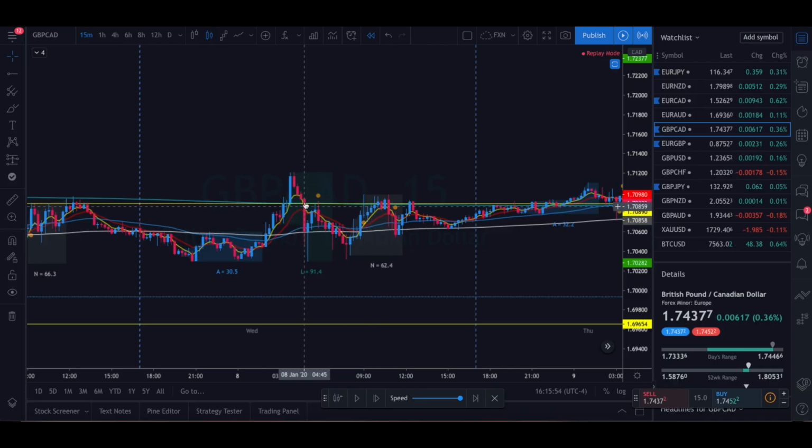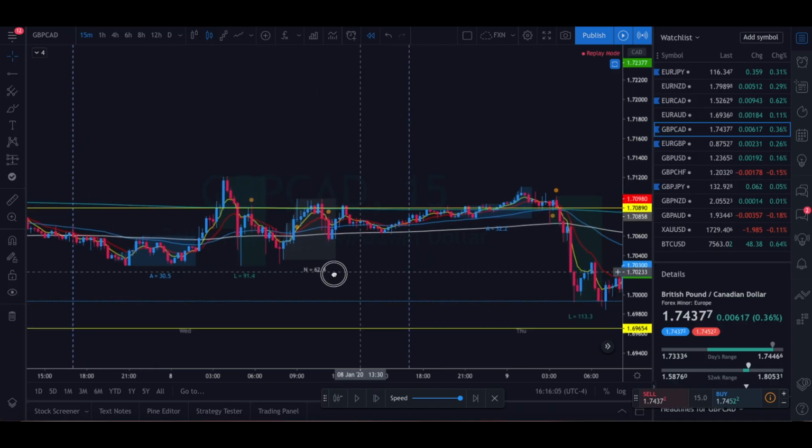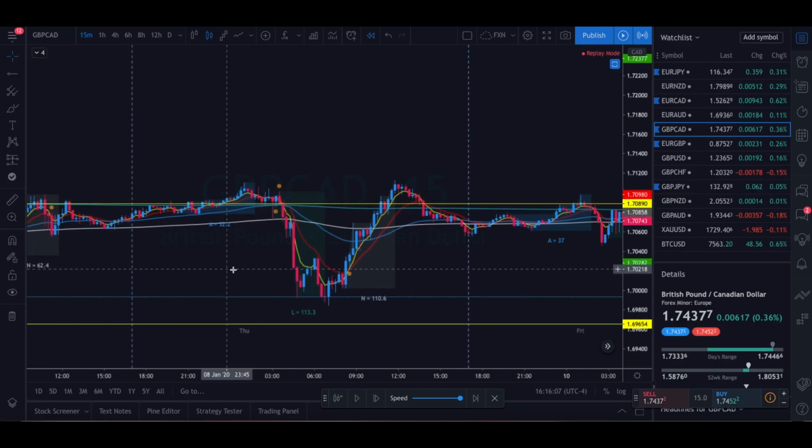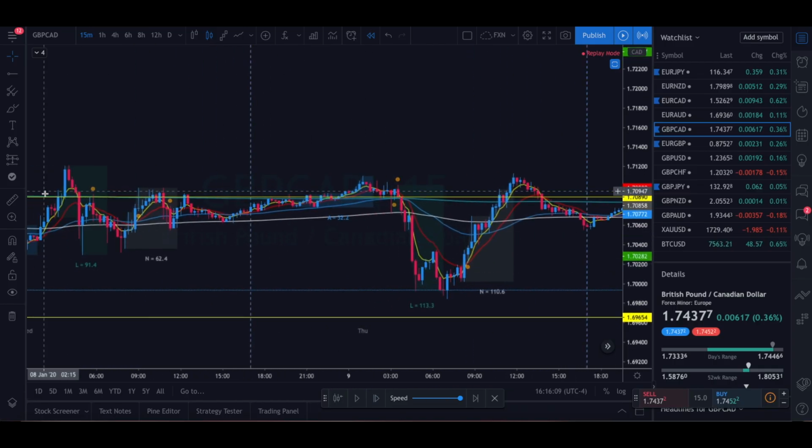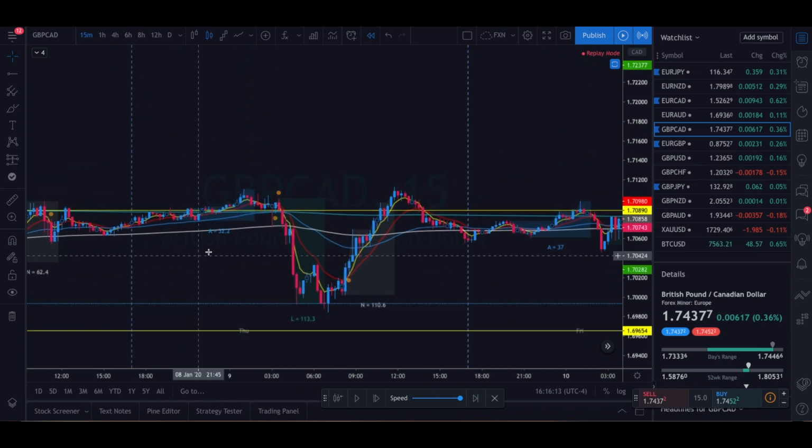This candle here is way too big to get in on. By the time you get the retracement all the way back up here, you're unsure whether or not to even take the trade. So it's not really a good day to trade. Going into Thursday, you see it basically moves sideways. Thursday, okay, what happens Thursday?